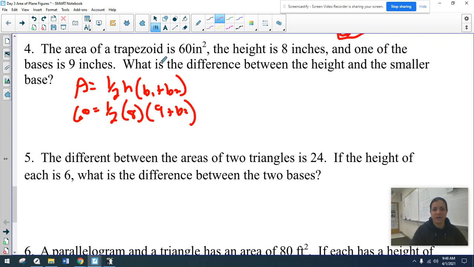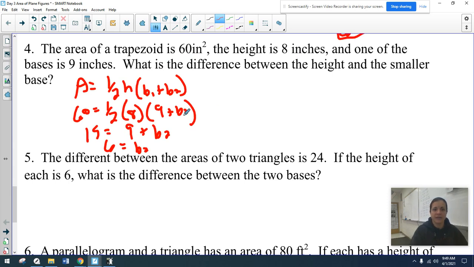What is the difference between, and then it's asking me something different. So let's figure out what the base is first of all. So I can cut 8 in half and get 4. And if I divide 60 by 4, that's going to give me 15. And if I subtract 9, my other base is going to give me 6.